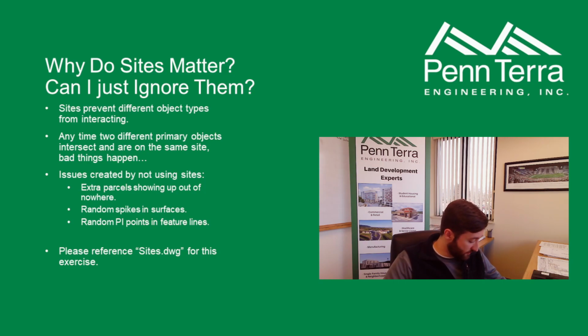Why are sites important? So they're going to prevent your different object types from interacting. For example, feature lines and parcels. If they're on the same site, it could create additional parcels using feature lines like property lines, which obviously we don't want. It could also put spikes in your surface and mess the whole surface up, potentially. So those are the issues created by not using them.